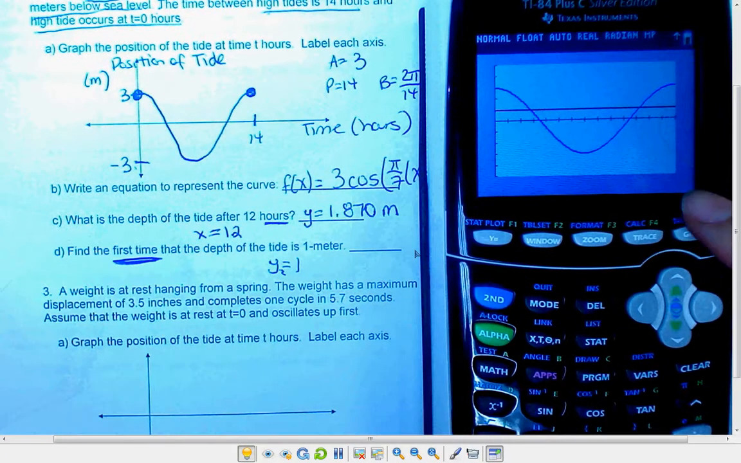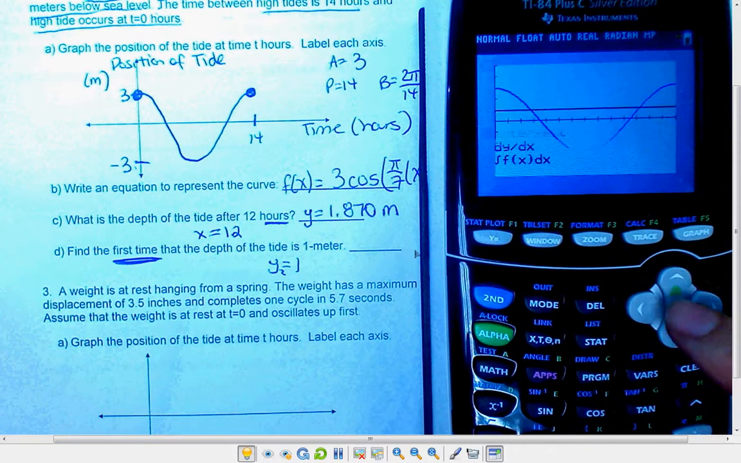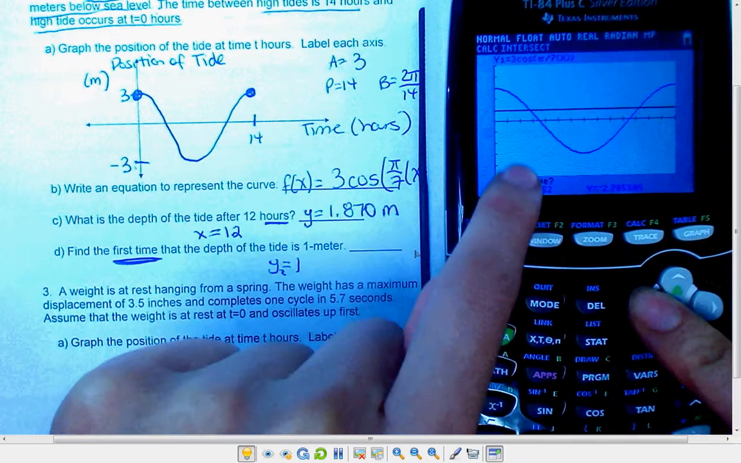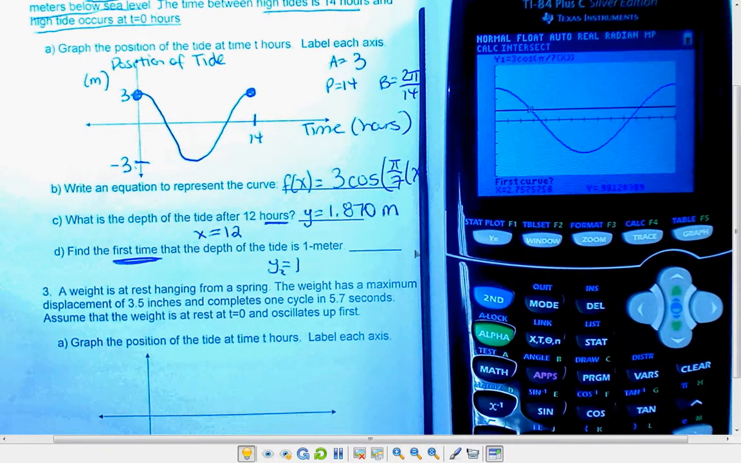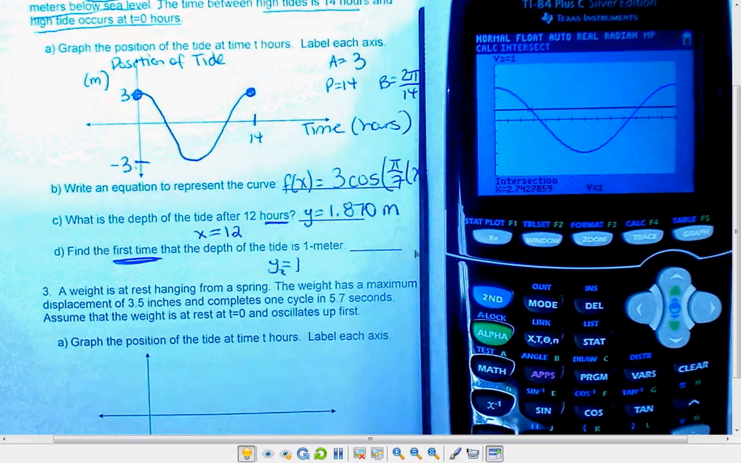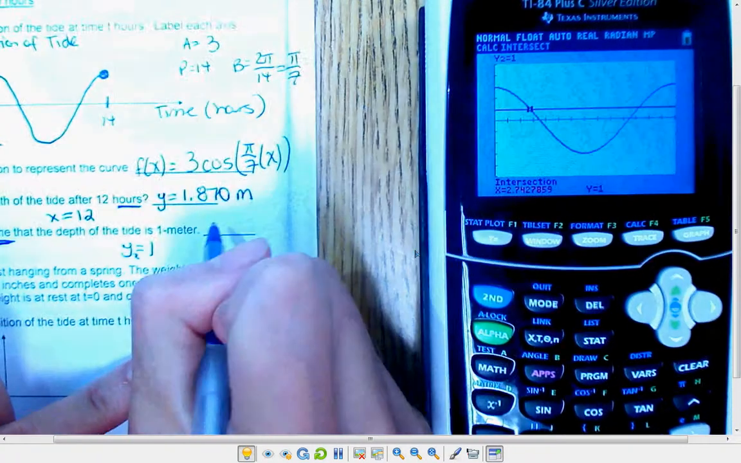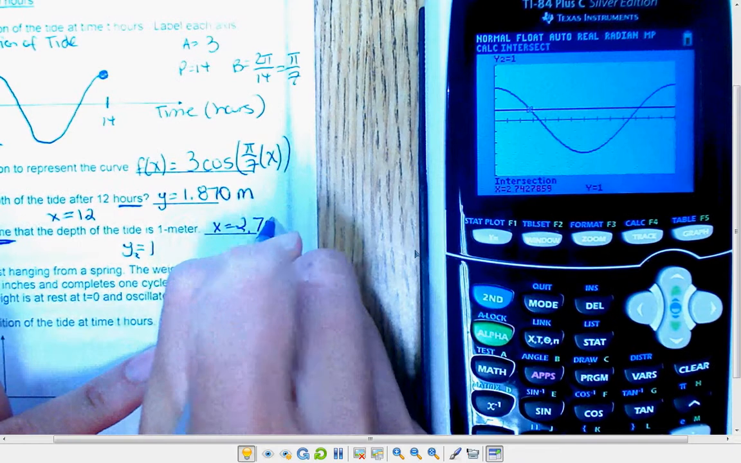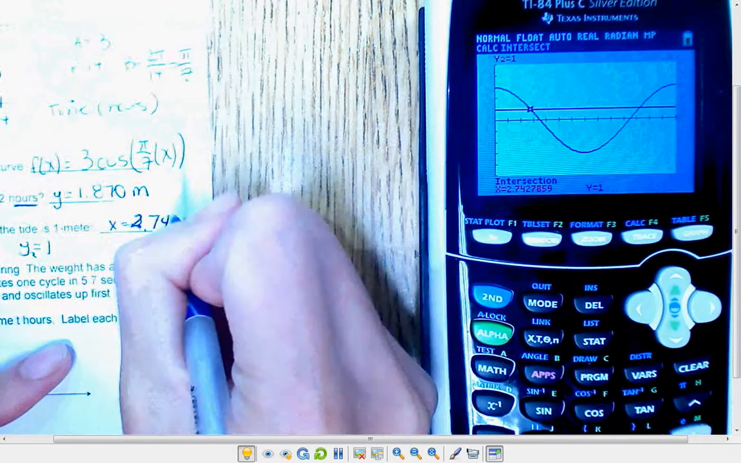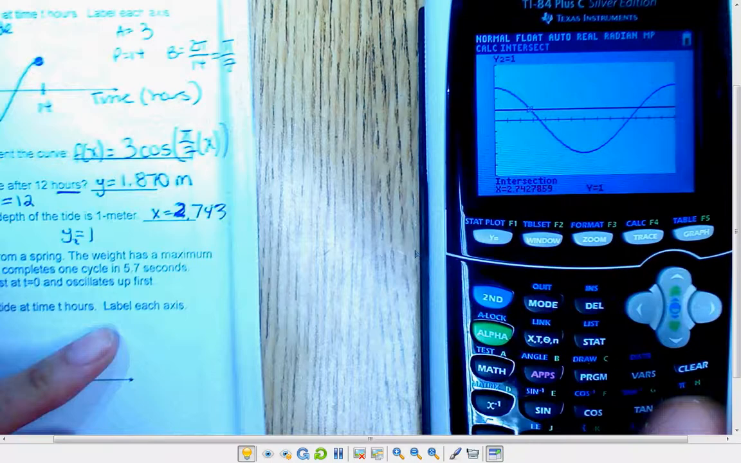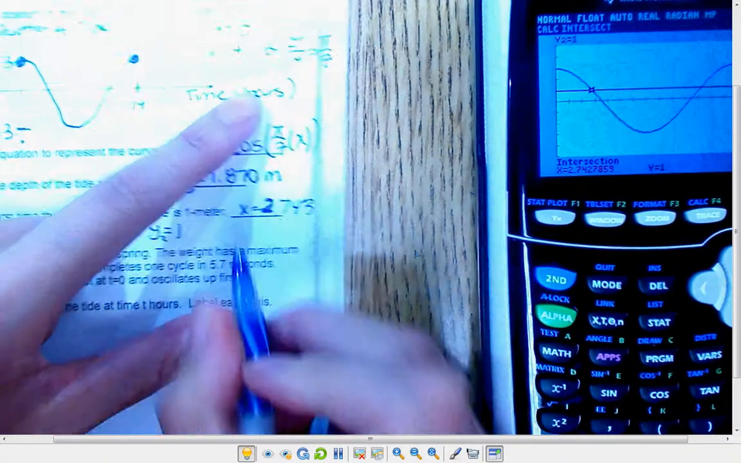So I'm going to go to second trace. I'm going to go down to intersect. And then I'm going to move my cursor so that it is over this first intersection point, and then press enter 3 times. And it tells you my intersection. Here's when y is equal to 1. My x value is 2.74. And because after this 2 is a 7, we're going to round it to a 3. So 2.743, this is my x value, so that is hours.